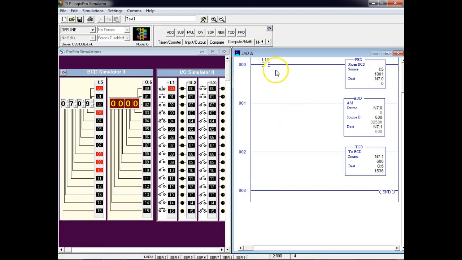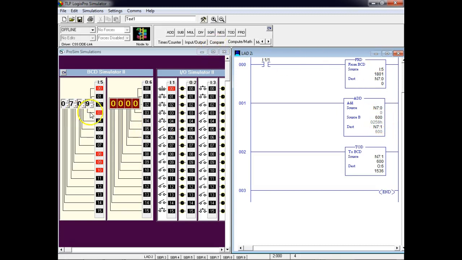So what I'm doing is I'm coming over here, I5, what's that going to do? Going to grab the whole 16 bits. So this is going to come over and take all this right here. And then what am I going to do? I'm using an FRD, so what's that going to do? That's going to convert whatever comes off the input, even though it's BCD coming off the input, it's going to convert it to binary. And then I'm storing it in address N7:0, right? Then I'm taking whatever's at N7:0, and I'm adding it to the 600.